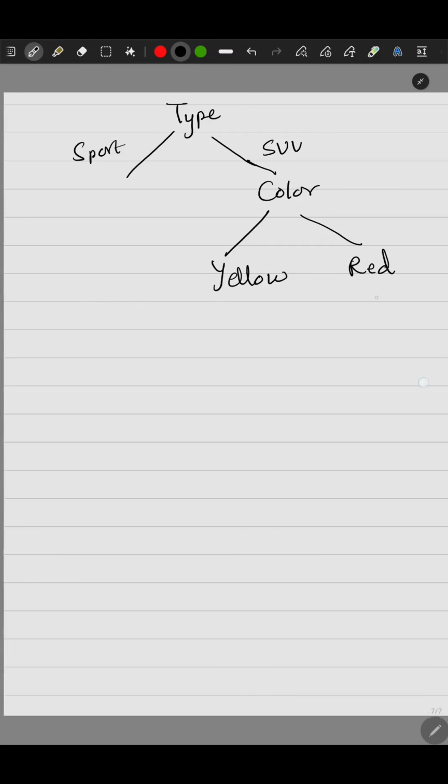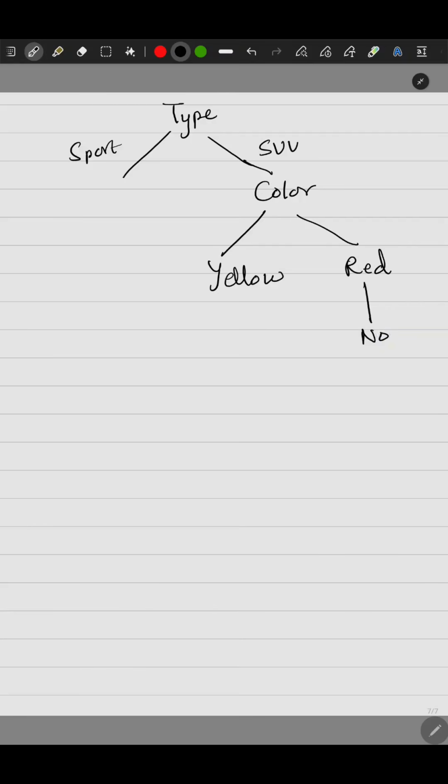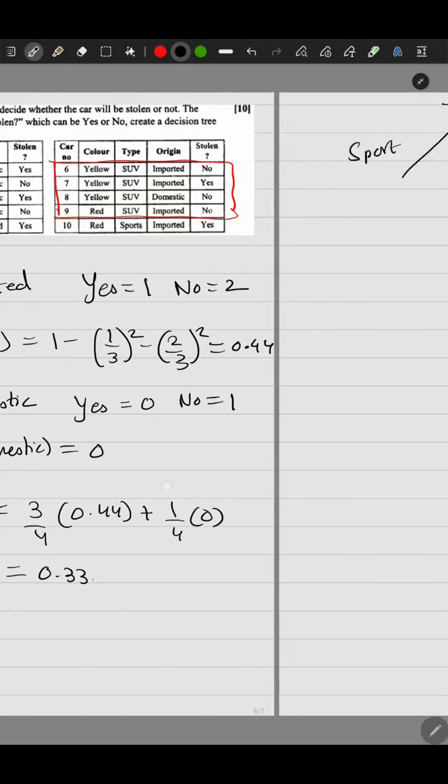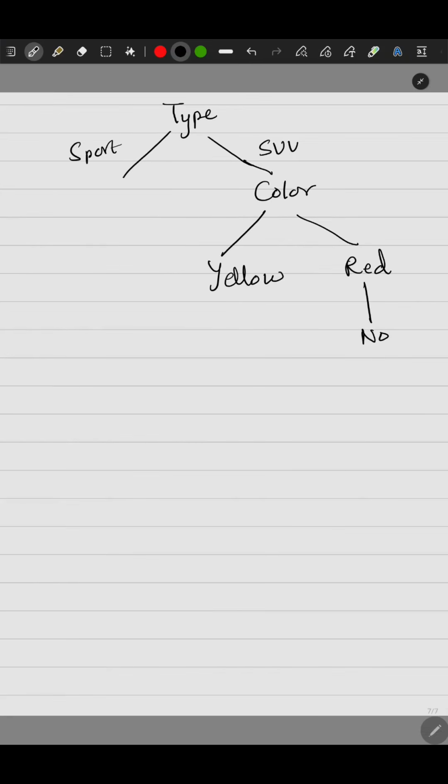Okay, this becomes a leaf node. So this is no. If you see SUV, red SUV is not stolen, so no. And now yellow SUV. For yellow SUV, you again have to decide. The only attribute left is domestic. There is nothing to decide. The only remaining attribute is domestic.